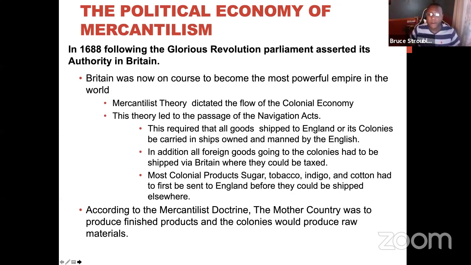So according to mercantilist doctrine, the mother country was to produce finished products and the colonies would produce raw material. And the raw materials were being produced by slave labor, making it a very cheap labor market, and the British were making a fortune off of it.